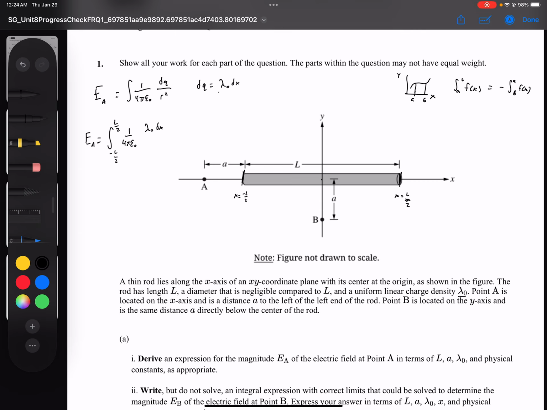Right? And also, just to clarify, whenever you see lambda, that's going to be a linear charge density measured in coulombs per meter. All right, and then if you have a surface charge, they're going to use sigma, coulombs per meter squared. And then if you have volumetric charge density, then it's going to be coulombs per meter cubed.